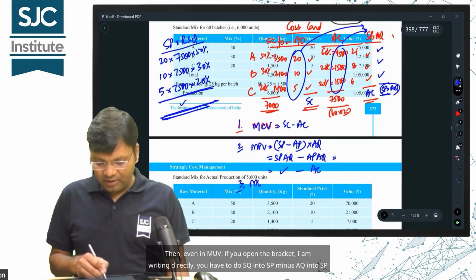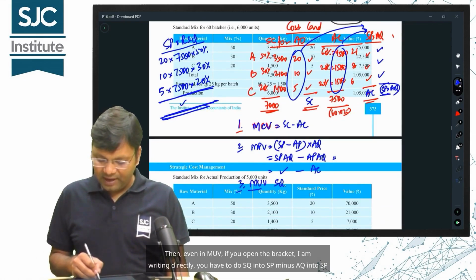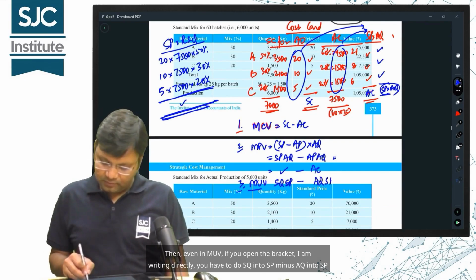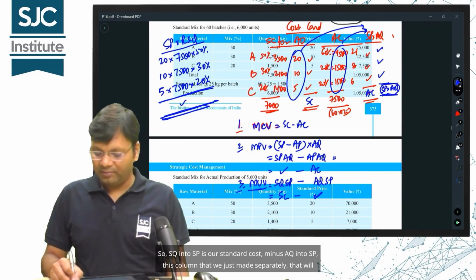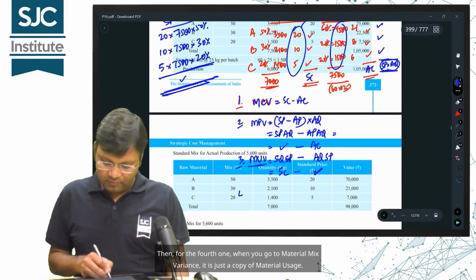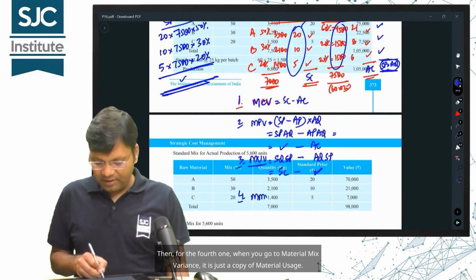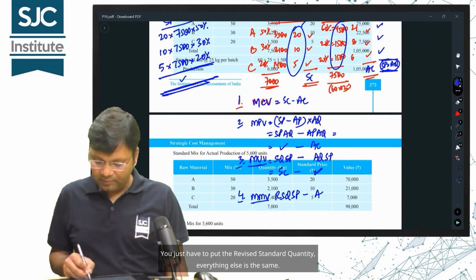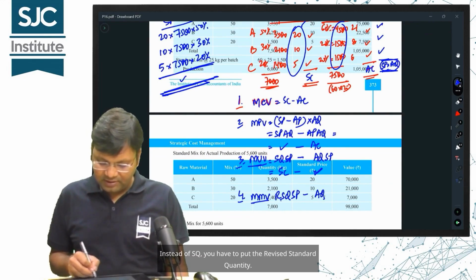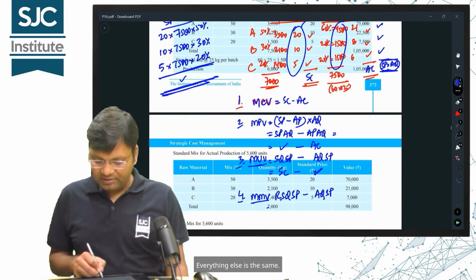Then, even in MUV, if you open the bracket, I am writing directly. You have to do SQ into SP minus AQ into SP. So, SQ into SP is our standard cost, minus AQ into SP, this column that we just made separately, that will come here. Then, for the fourth one, when you go to material mix variance, it is just a copy of material usage. You just have to put the revised standard quantity, everything else is the same. Instead of SQ, you have to put the revised standard quantity. Everything else is the same.